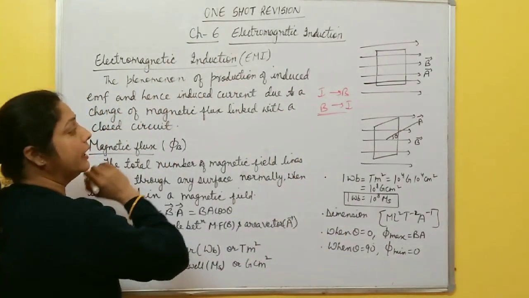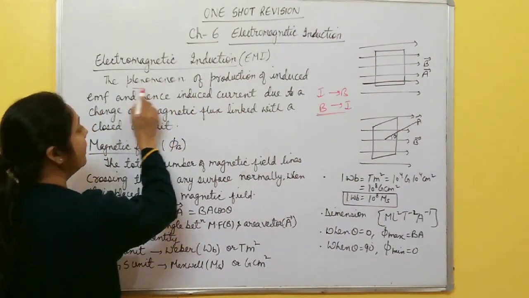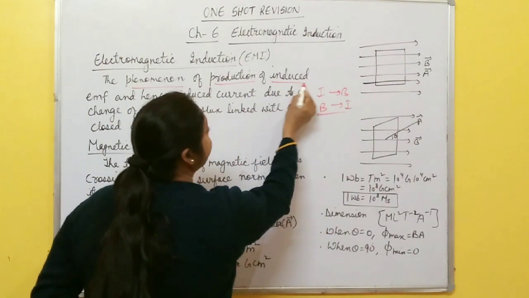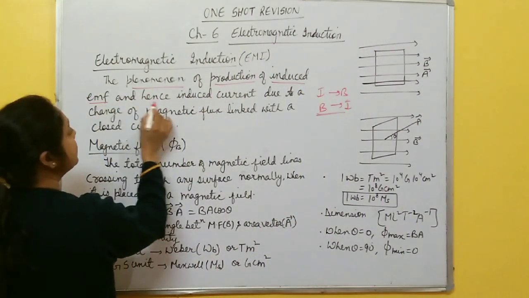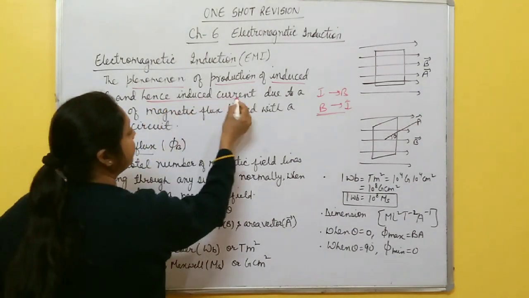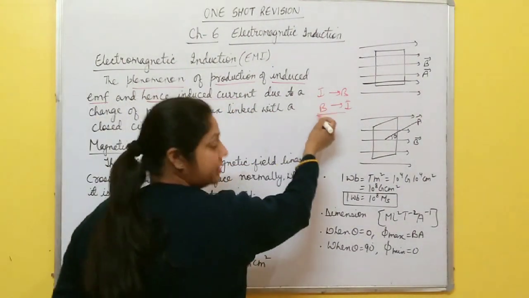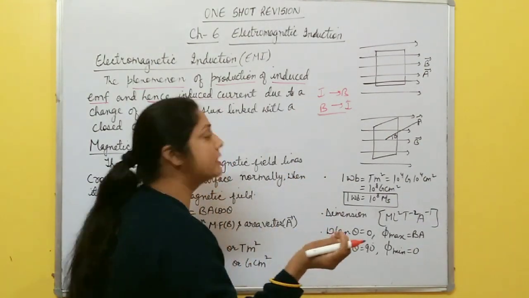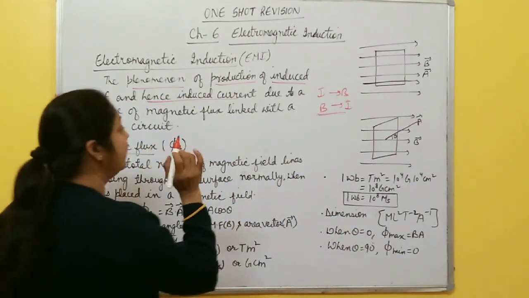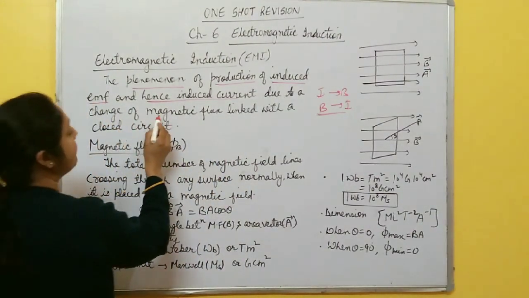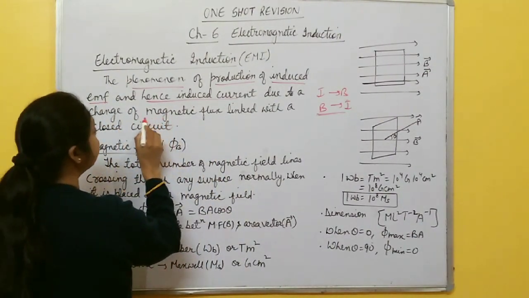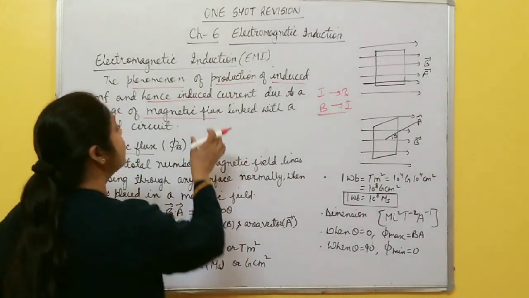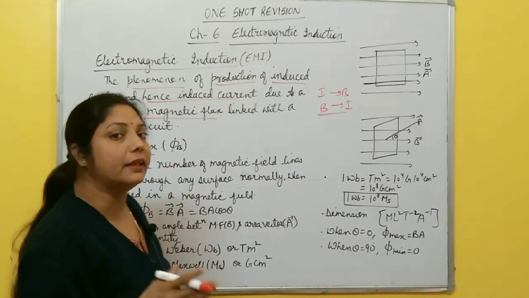So electromagnetic induction is the phenomenon of production of what? Induced current and induced EMF due to what? Due to change in magnetic field lines, and that is called magnetic flux. So due to change of magnetic flux linked with the closed circuit. I will discuss what is magnetic flux. This phenomenon is called electromagnetic induction.